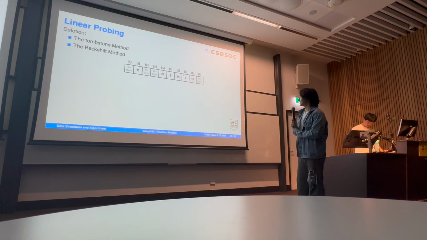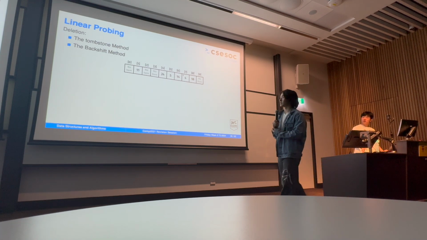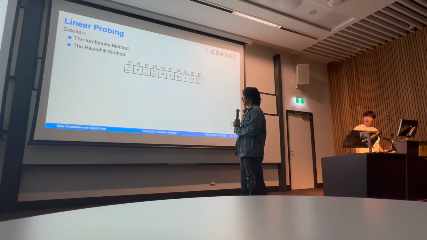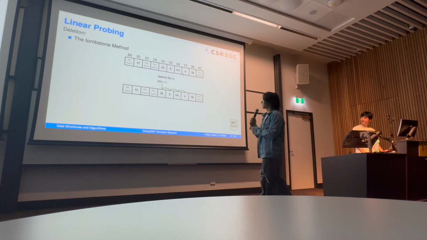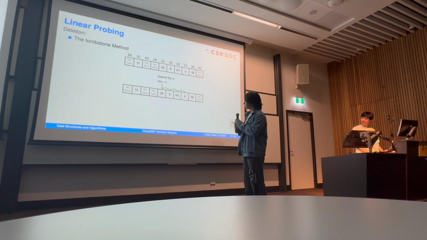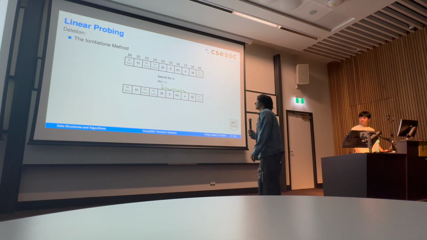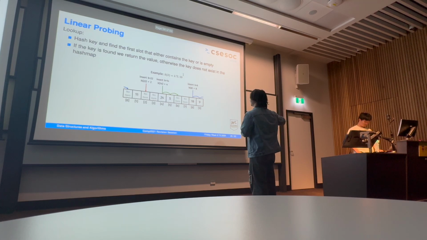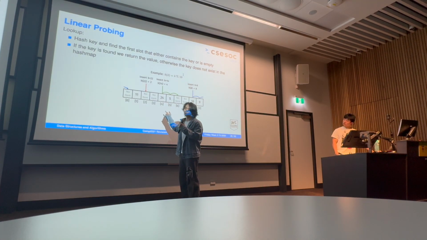This is where some of the problems arise. When we delete in linear probing, we have two main methods. One is the tombstone method, and the second is the batch method. The tombstone method leaves behind a tombstone when we delete. What is the motivation for this? If you go back to the previous slide, imagine we deleted 24.